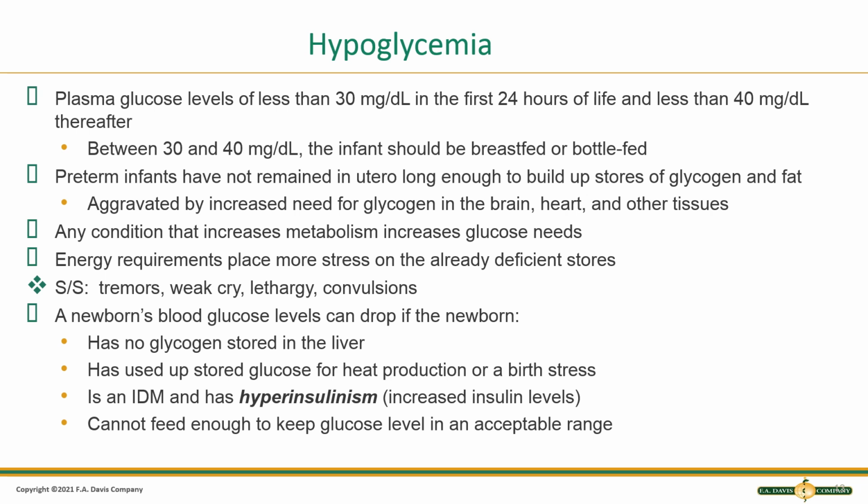Remember, those glycogen storages in the liver can be depleted quickly, so infants need to be fed if they're stable as soon as possible. Now remember that preterm infants have not remained in utero long enough to build up the glycogen storage and the fat. So as the preterm works, they're using up that storage and they have an increased potential to be hypoglycemic. Now, hypoglycemia can occur with any condition that increases metabolism, which increases the glucose needs. The energy requirements place more stress on the already deficit stores.